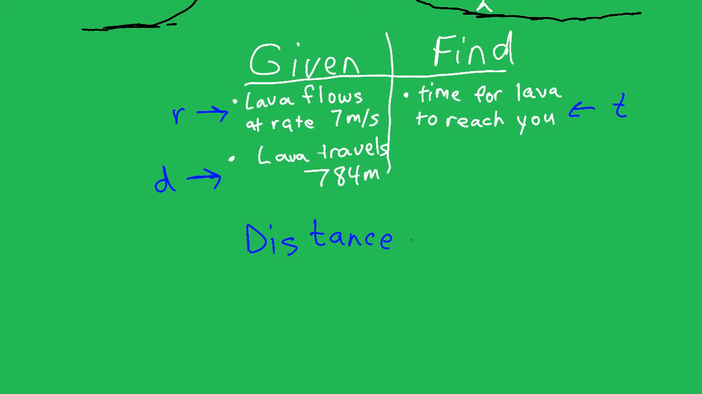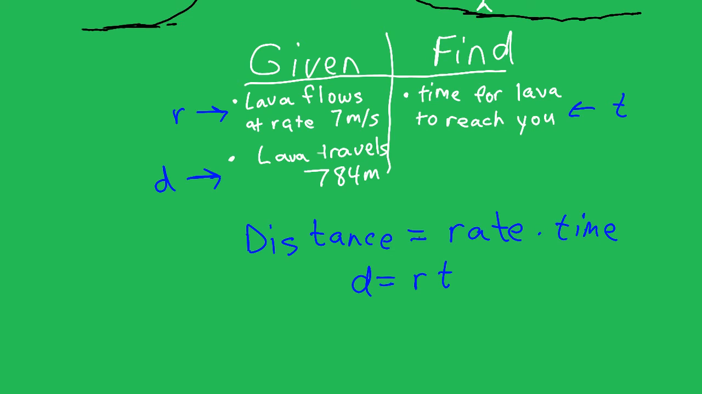Or as we put the variables up there, D equals RT. So distance equals rate times time. If you're familiar with this formula, good. If not, you'll get familiar with it over time. But what this formula tells us is that we can find the distance something travels by multiplying the rate at which it travels by the time it travels.